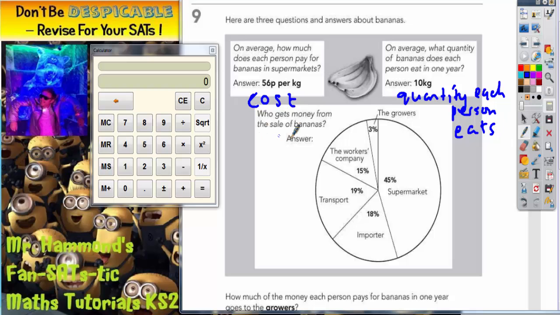Who gets money from the sale of bananas? We've got a pie chart split into percentages. So 45% of the money raised goes straight to the supermarket, 18% to the importer, 19% to the transport costs, 15% to the workers' company, and 3% to the growers. So only 3% of the money raised from selling bananas each year in supermarkets goes to the growers.